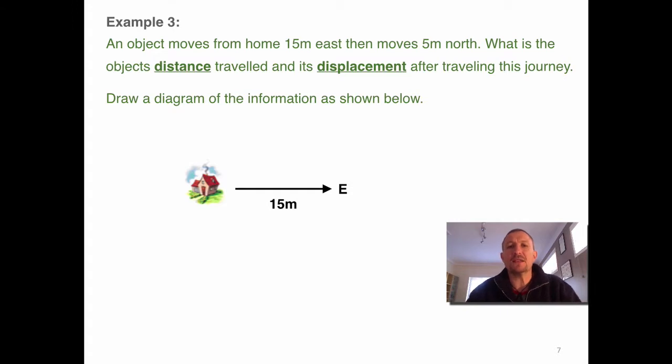We've gone 15 meters east. We then move 5 meters north. So we go north and 5 meters. Now, what we want to know is the total distance traveled.